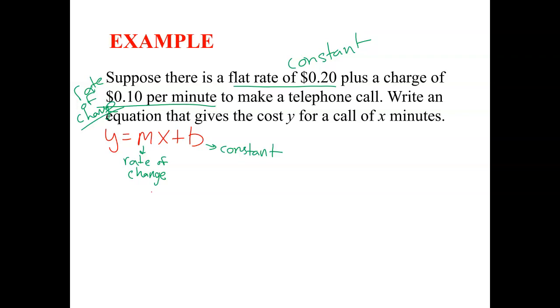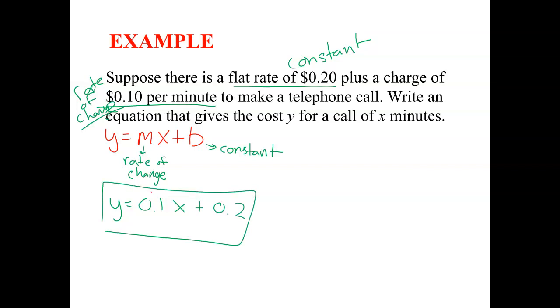Okay. All right. So constant rate of change, we plug it in. My rate of change is 10 cents. So y equals 0.1x plus my constant of 0.2, and boom, there's my equation. And if it asks for anything specific, we could say, well, how much would it cost if we were on the phone for 20 minutes? Plug in 20 for x. You could use the equation to answer any other questions that stem from that. All right?